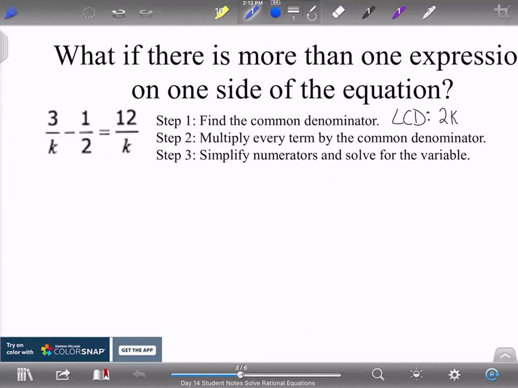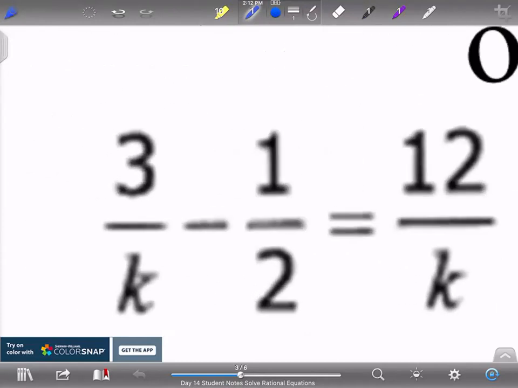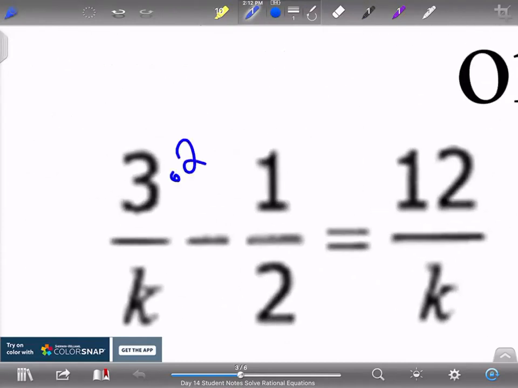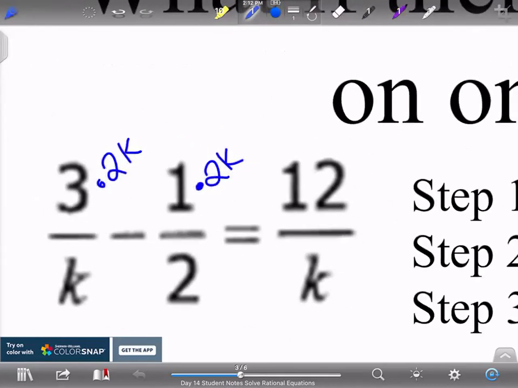Then I'm going to go in and I'm going to multiply every single term by that least common denominator. So I'm going to multiply every single term by 2K. So I'm going to multiply by 2K, multiply by 2K, and multiply by 2K.